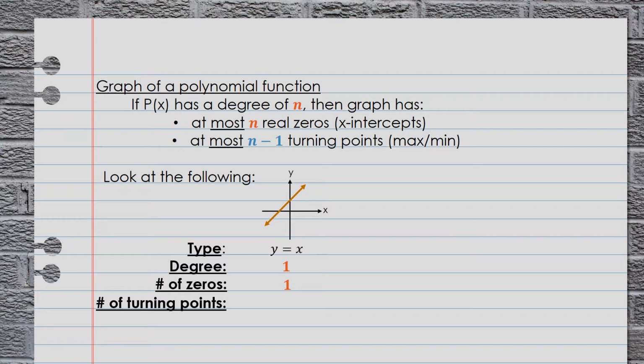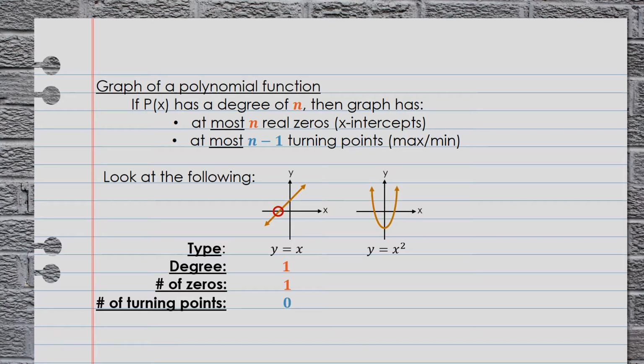So look at the graph. Notice it does cross the x-intercept at one location. Now let's go back at the top again. If a polynomial has a degree of 1, then the graph has at most 1 minus 1 turning points. Well, 1 minus 1 is 0, which means if we look at the graph, it never changed directions. It remained the same direction the entire time. Let's look at another graph.